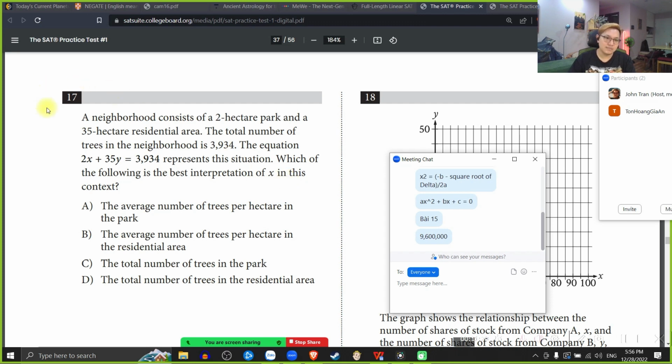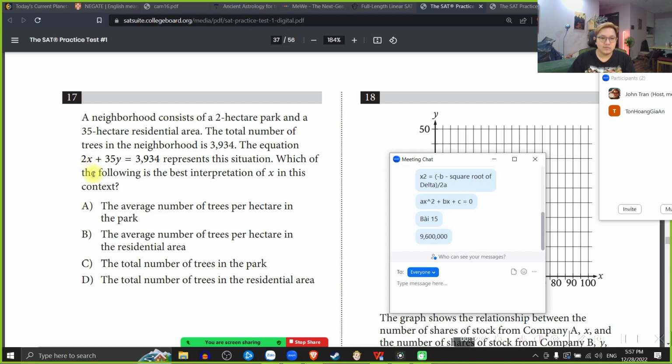Nào, bây giờ một cái khu vực lân cận, một cái neighborhood, nó chứa một cái công viên 2 hecta và một cái khu vực residential area, khu vực cư dân, là 35 hecta. Tổng số cây trong khu vực này là 3.934 thì cái equation, cái phương trình 2x plus 35y equal to 3934 đại diện cho tình huống này. So which of the following, cái nào sau đây sẽ là sự diễn giải tốt nhất của x trong ngữ cảnh này? Cái x nó là cái gì?